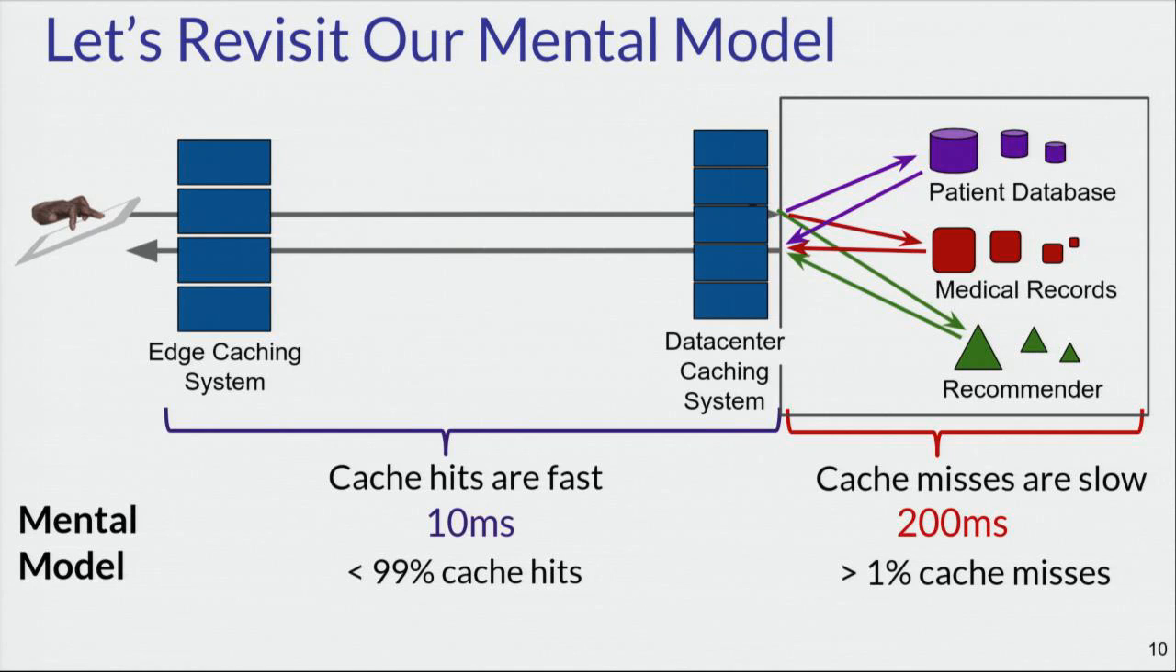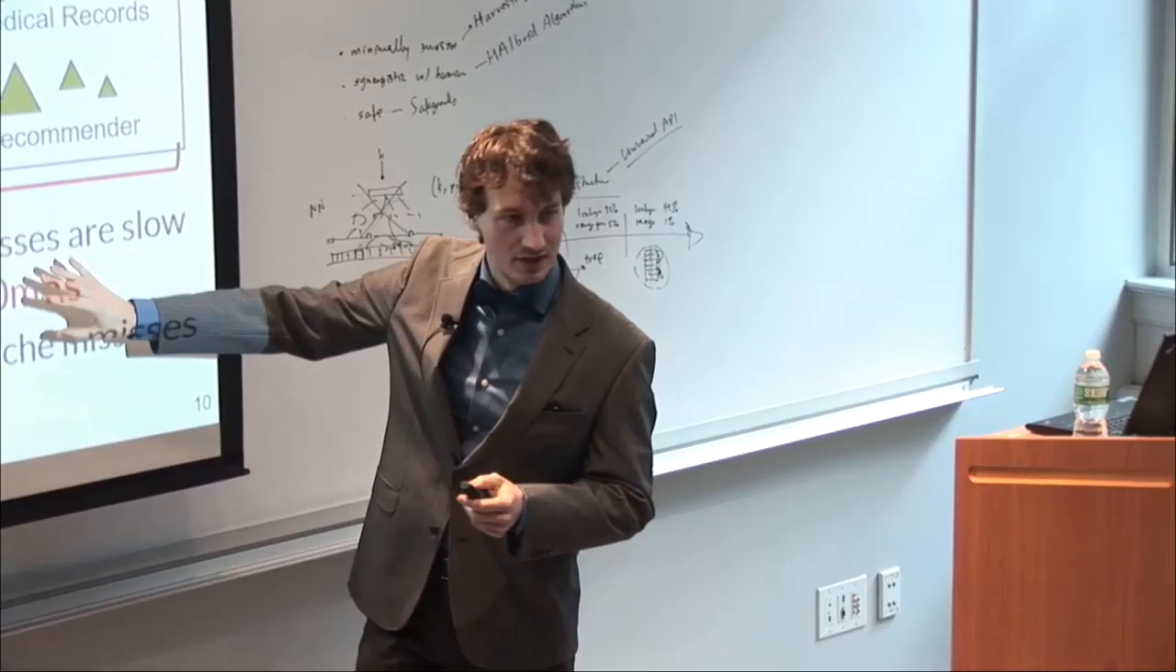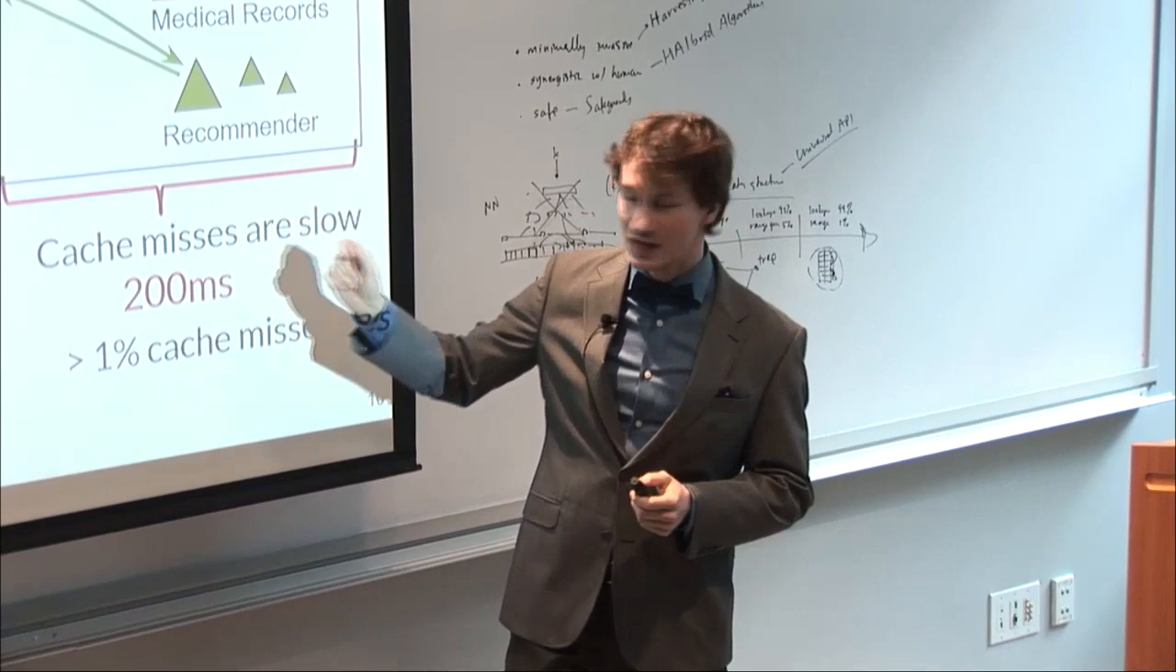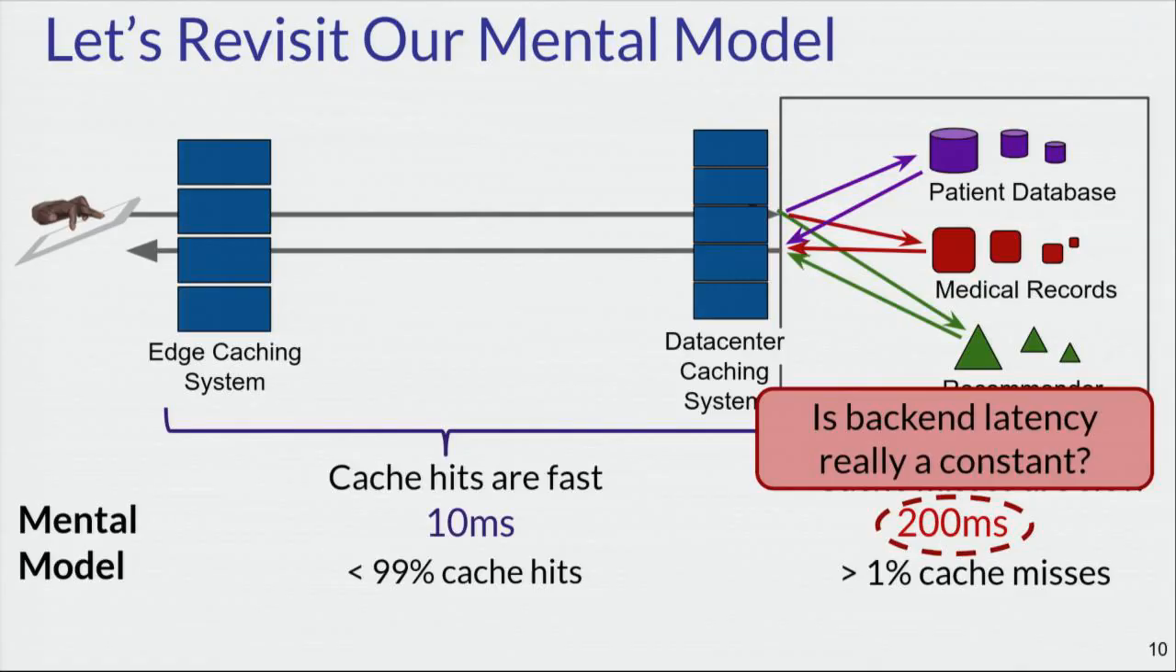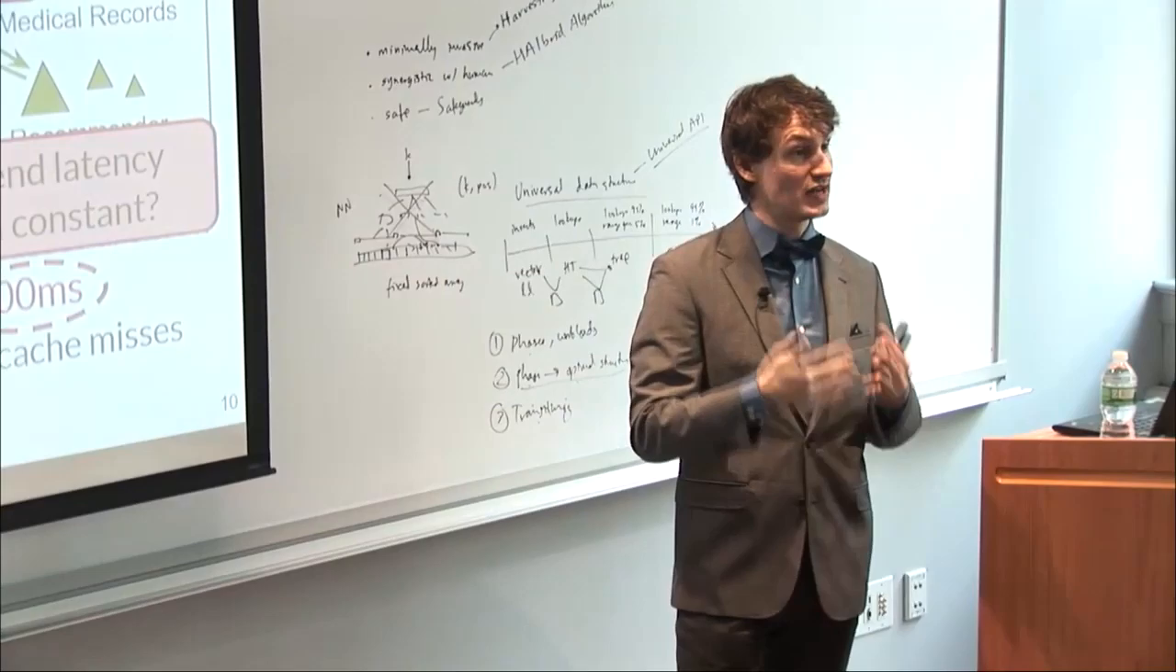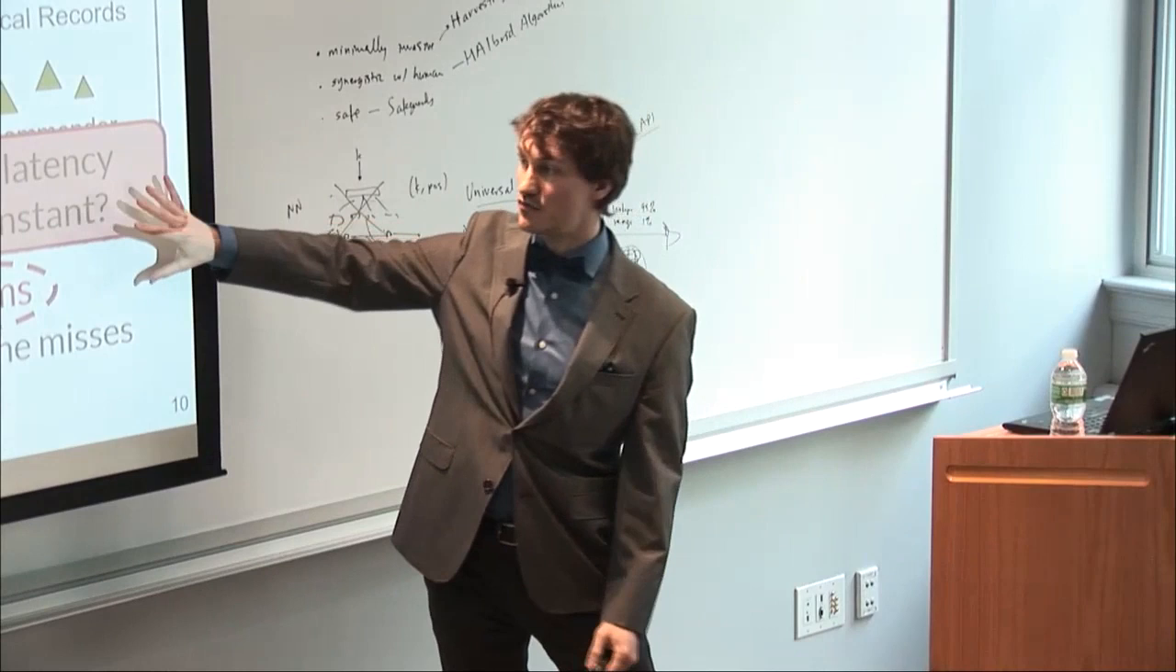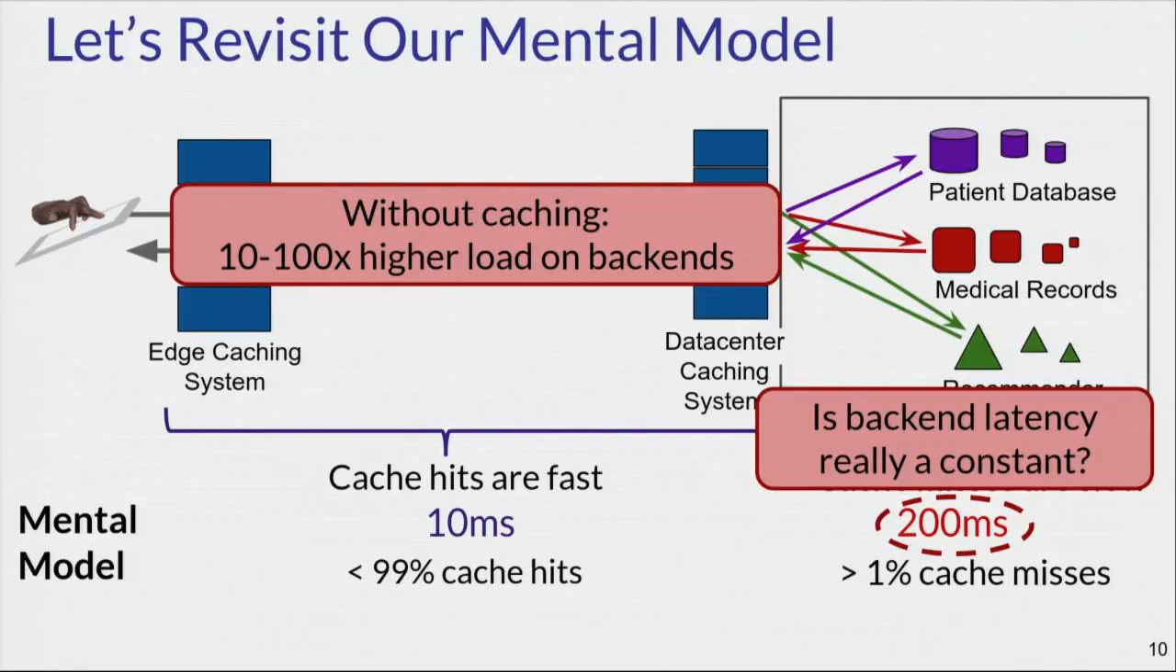If we reconsider this example, what really happens is that the assumption that every single request to these backend systems is going to take 200 milliseconds is not exactly true. Backend latency among hundreds of servers, among millions of requests, is actually quite variable. And caches are really good at getting rid of this variability to some extent, which you will see in a couple minutes. And second, if you went ahead with that idea that caches don't help latency at all, you might just remove all of this.